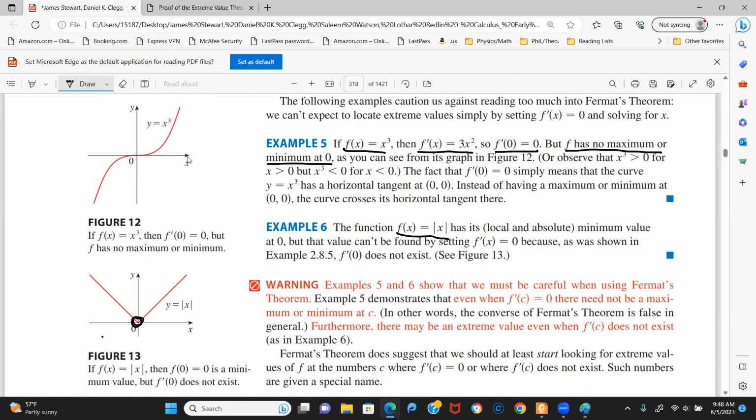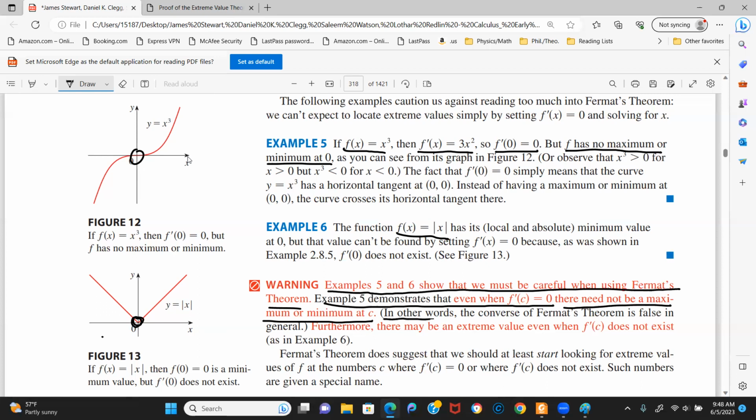So here's this warning. Examples 5 and 6 show that we must be careful when applying Fermat's theorem. Example 5 demonstrates that even if your derivative is 0 at c, you may have neither a minimum nor maximum. That's this example right here. As I was saying, the converse of Fermat's theorem is false in general. On the other hand, there may be an extreme value even though the derivative doesn't exist at the point, as in the case of example 6, which is this absolute value function.